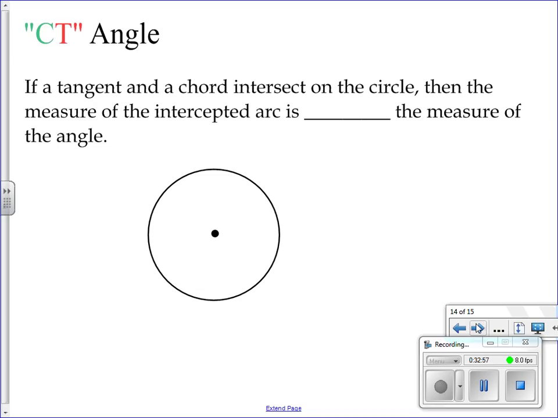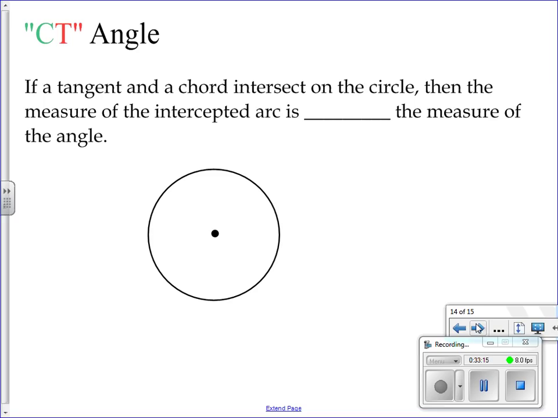Okay, the last type of angle that I'm going to teach you about is called the CT angle. There's really not a name for it, so we just kind of made this up. It's an angle that's created by a chord and a tangent. So this says if a tangent and a chord intersect on the circle, let's actually just stop there.